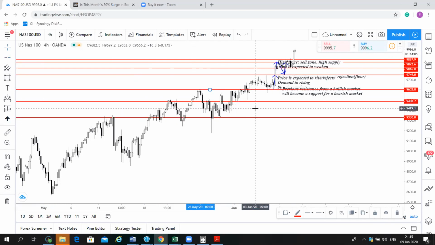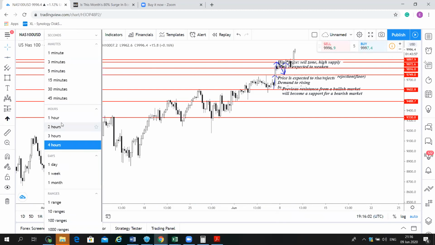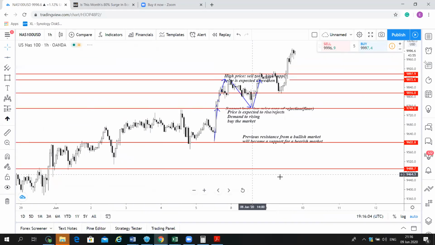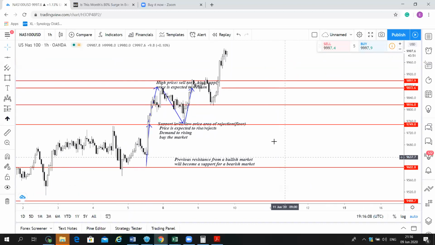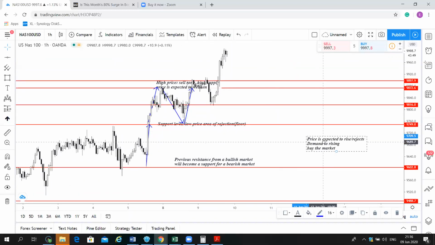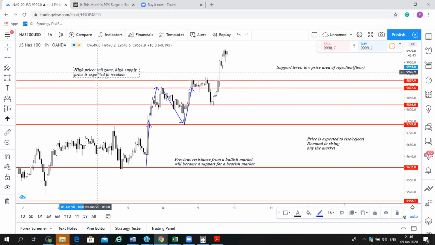Most of the time when we are at a resistance, we're likely to sell rather than buy. When we are at a support, we're likely to buy rather than sell. Those are the things you need to learn before you can apply our strategy. You need to know how to draw your major support and resistance.